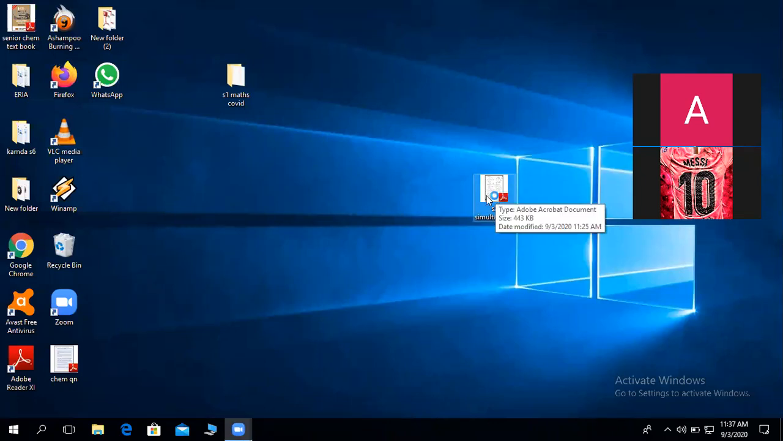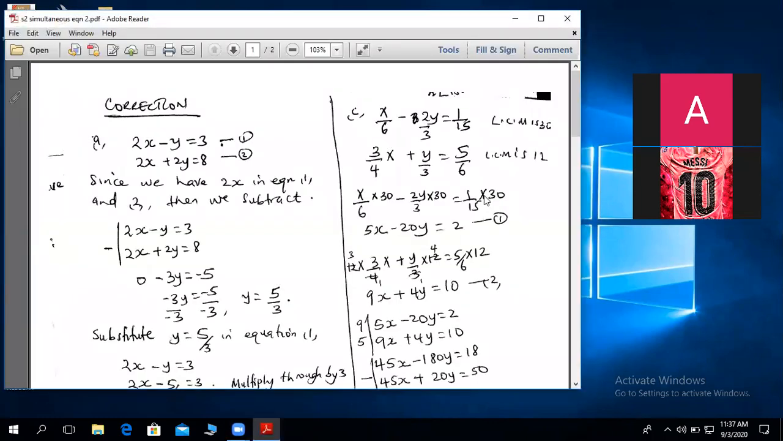Yes, here we go. I hope you are able to see these corrections on your screen.